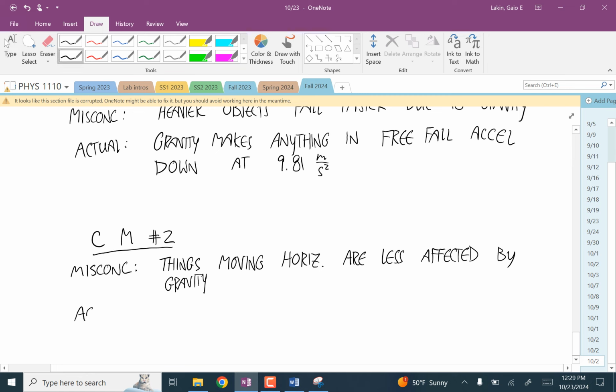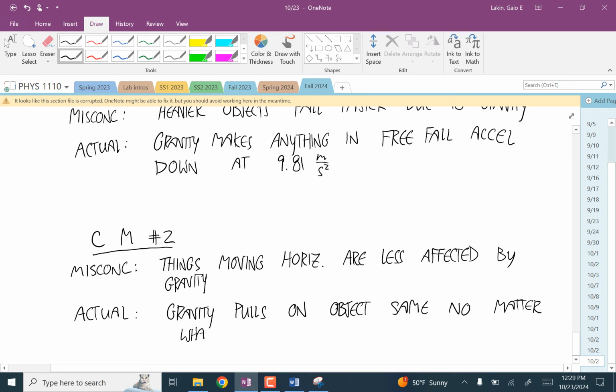So the actual situation is that gravity pulls on any object the same no matter what the object is doing. So whether it's sitting on a table or flying straight up into the air, flying down, or flying horizontally, the force that gravity applies is always the same.